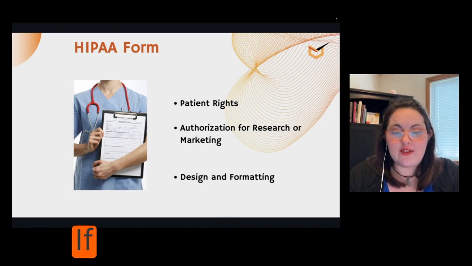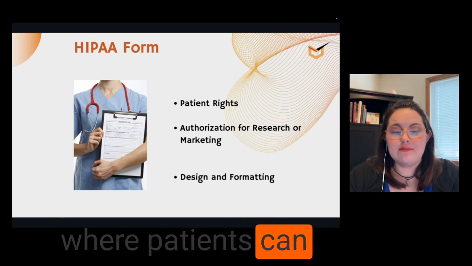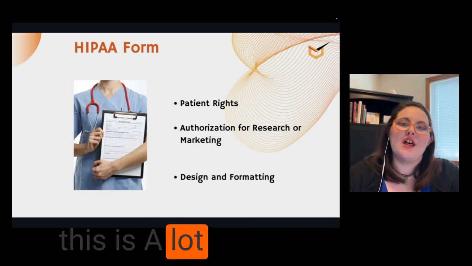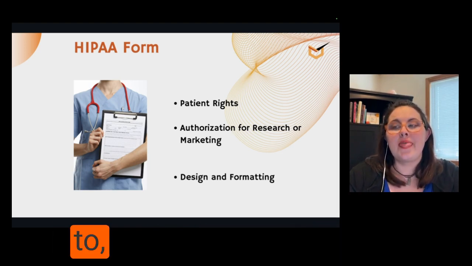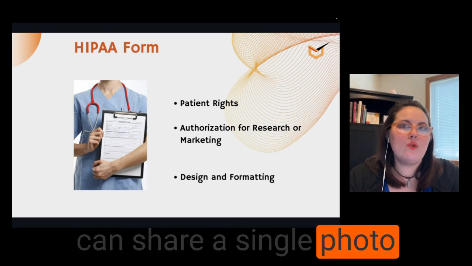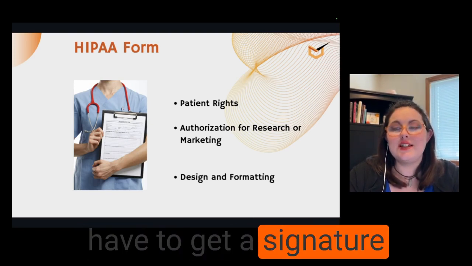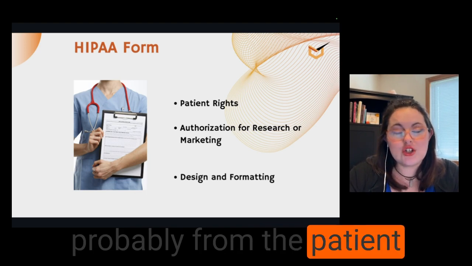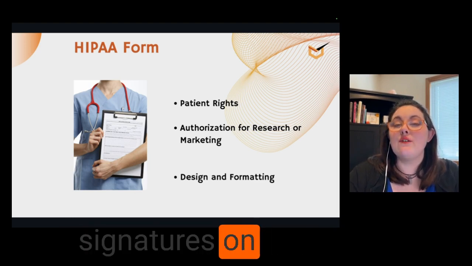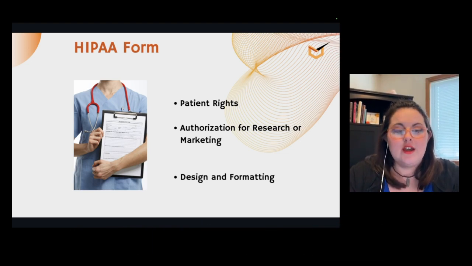Authorization of research or marketing. If you plan to use patient information for research or marketing purposes, include a separate section where patients can provide explicit authorization for these activities. Another great example of this is a lot of local nursing homes are starting to have Facebook pages. And before that facility can share a single photo or detail about any of its residents, they would have to get a signature, probably from the patient if they're in their right mind, or if they're not, from their power of attorney. So you have to have those signatures on file before you can go ahead and share those things to the public. So that's another area. All right, authorization.